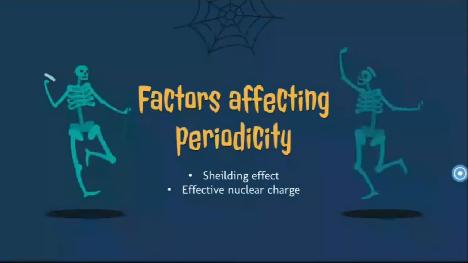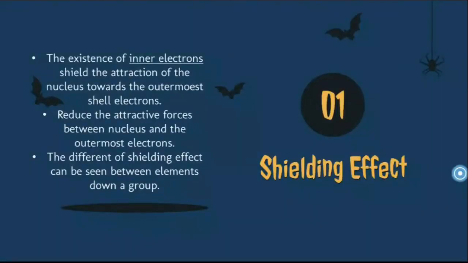Alright. So we go to the first objective, factors affecting the periodicity. We have two factors that will affect the periodicity. The first one is the shielding effect. The second one is the effective nuclear charge. So we will discuss one by one. So we go to the first one, shielding effect. What is the shielding effect? It is the existence of inner electrons that shield the attraction of the nucleus towards the outermost shell electron.